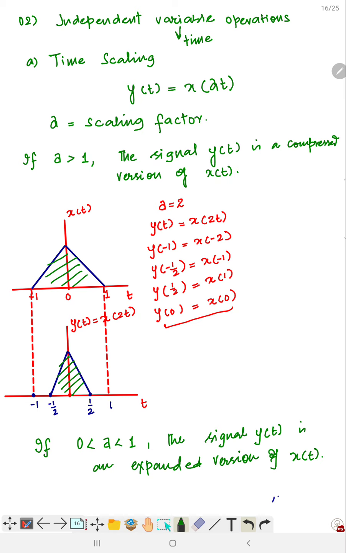Greater than 1, your signal will compress. If it lies in the range 0 to 1, the signal will expand. Fine. Now what will happen in the discrete time case?